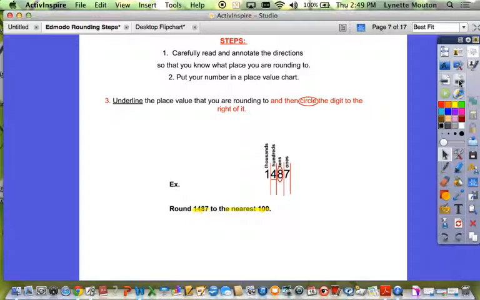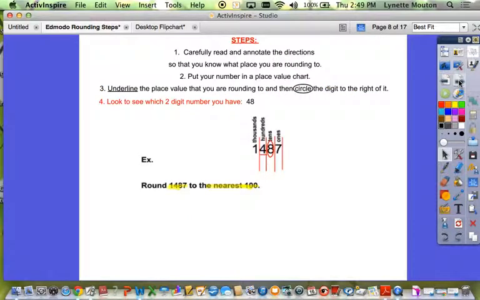Next step. Who knows the next step? We're supposed to put the high 10 and low 10. Before you can decide about the high 10 or the low 10, you've got to know your two-digit number. And our two-digit number, everyone, is? 48. Okay. So we're looking at the two-digit number 48. Now we can write our high 10 and our low 10.